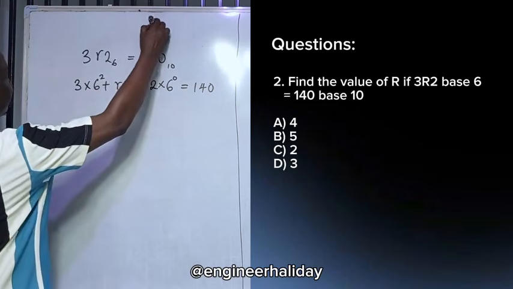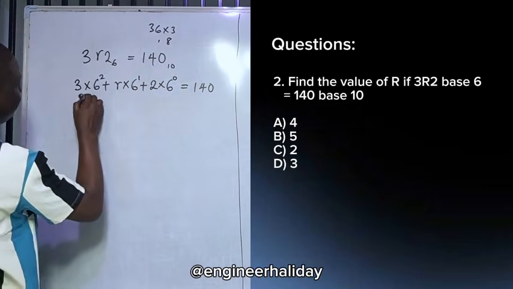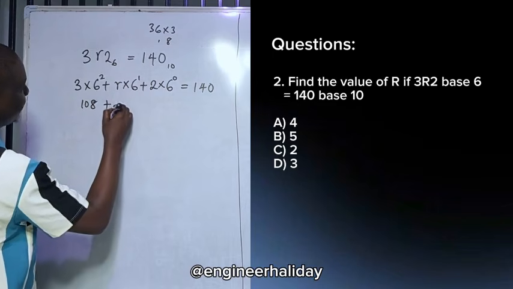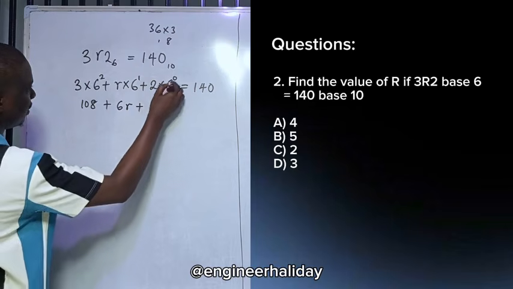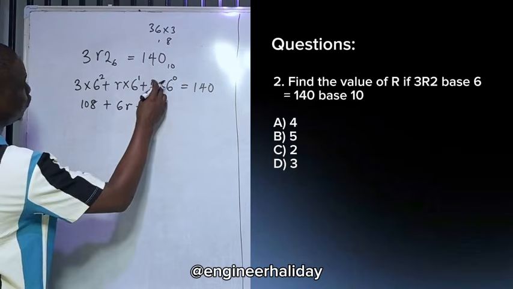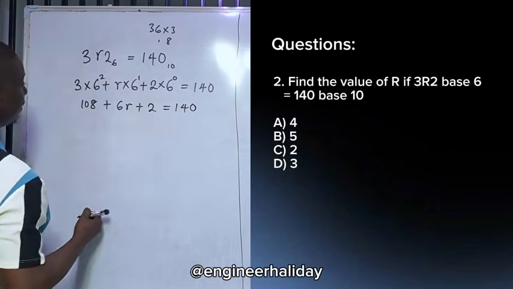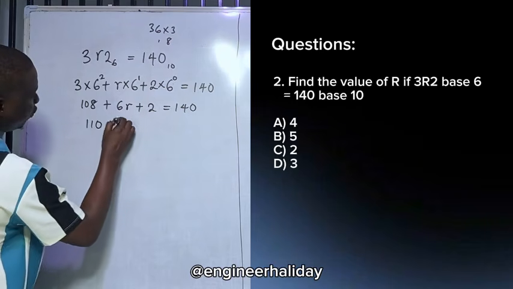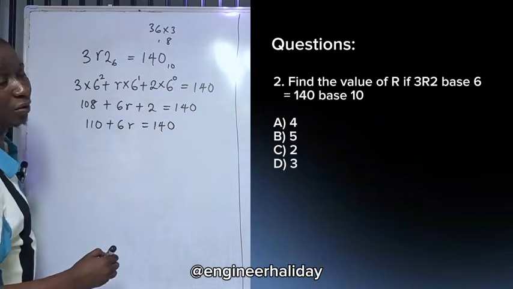36 times 3 will give us 108, plus 6r, plus, anything raised to power 0 is 1. 6 raised to 0 is 1. So 2 times 1 is 2. Equal to 140 in base 10 already. So this one will give us 110 plus 6r equal to 140.